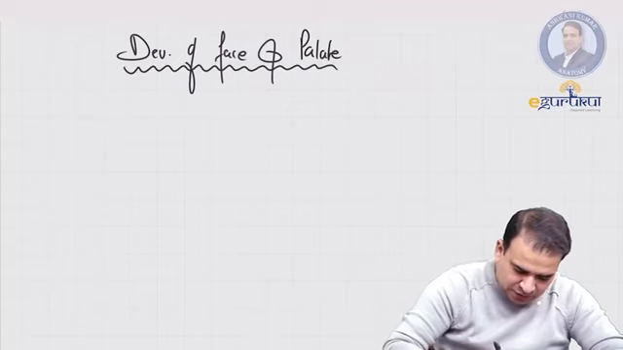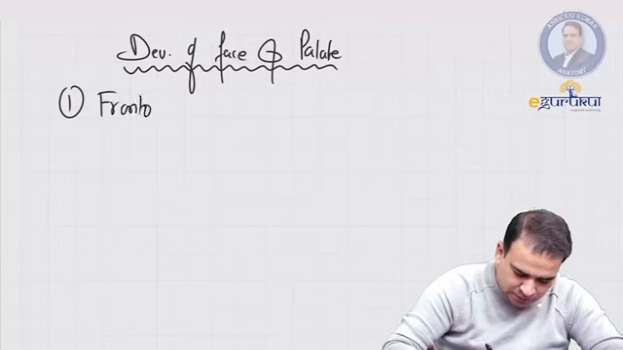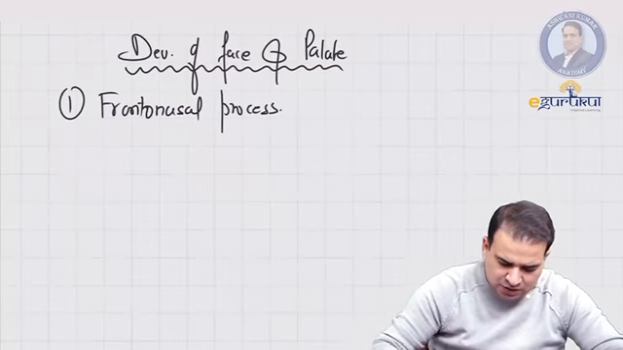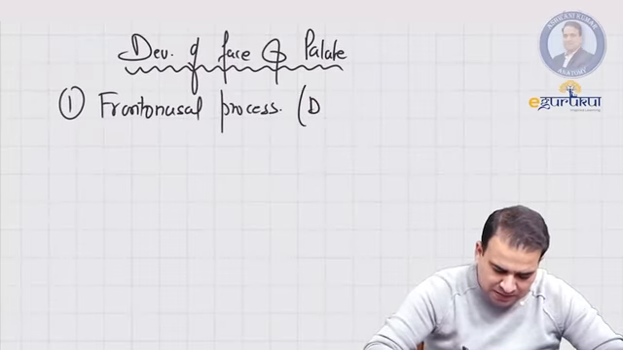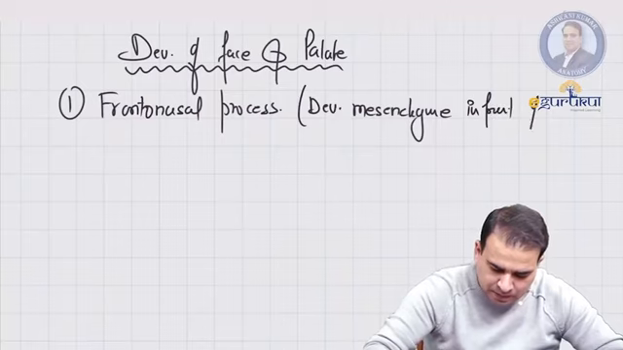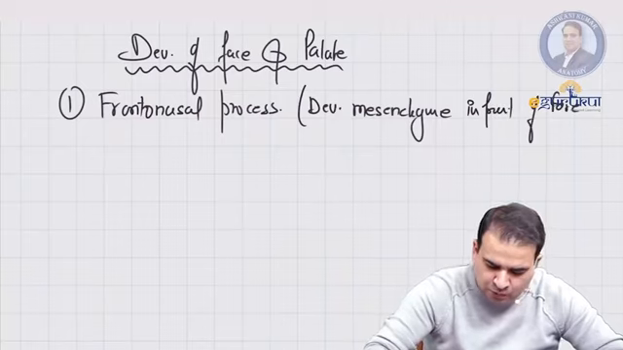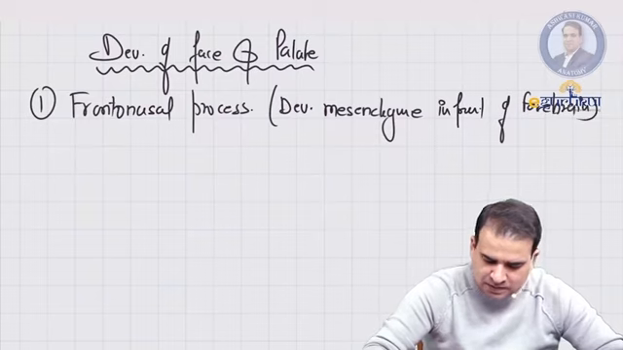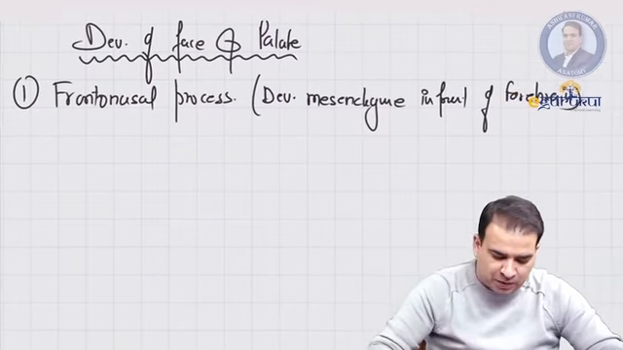Okay, so we said we need two things. One is the fronto-nasal process, which is nothing but the developing mesenchyme in front of the forebrain.